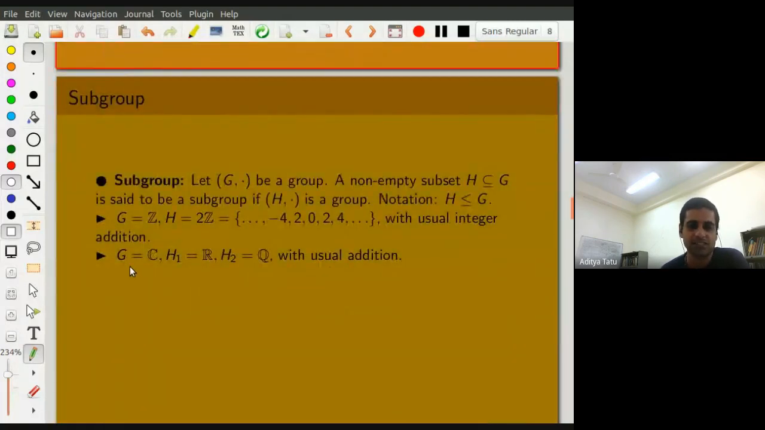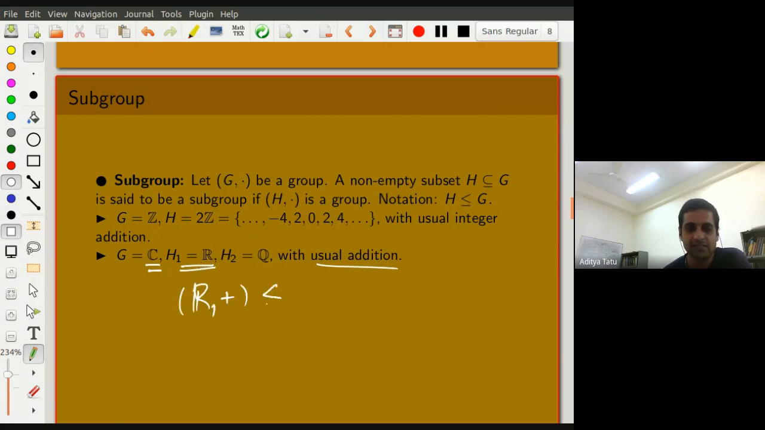Several other examples. G is the set of complex numbers, again with usual addition. If we take a subset, say the set of only real numbers, with the usual addition, it will still be a group. Therefore, the set of real numbers with addition is a subgroup of the set of complex numbers with usual addition. Given a group, of course, you can have plenty of subgroups. For the same group, another subgroup would be the set of rational numbers.